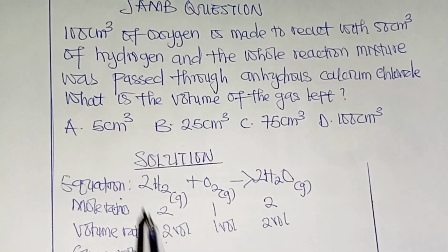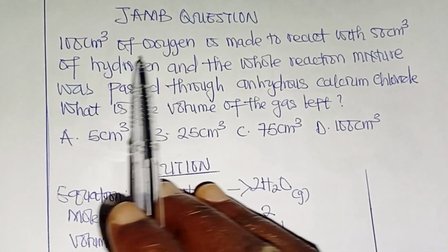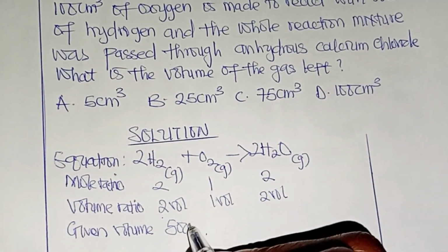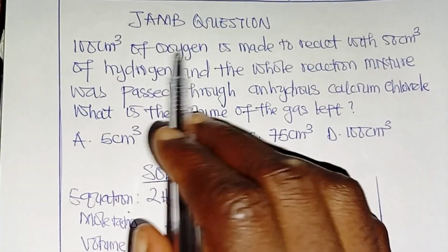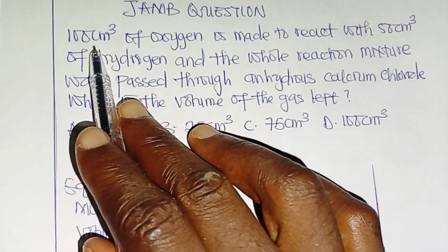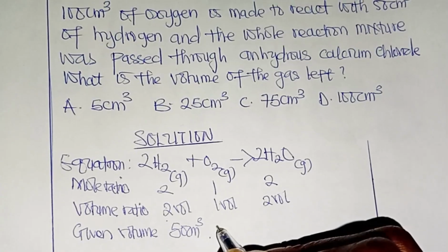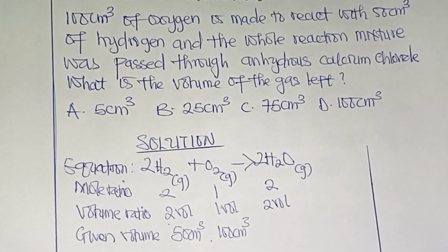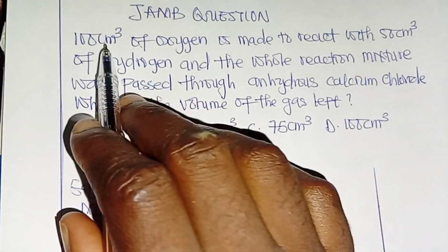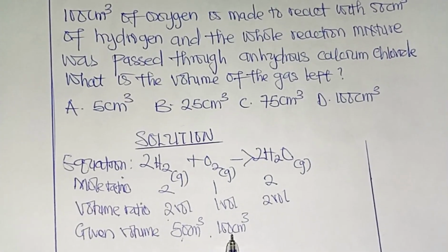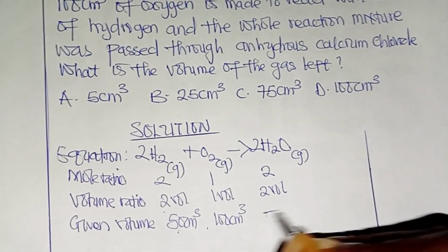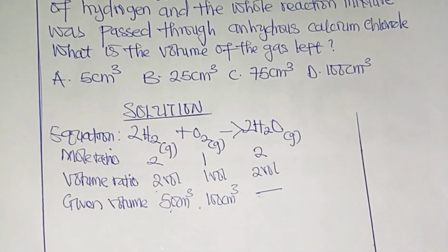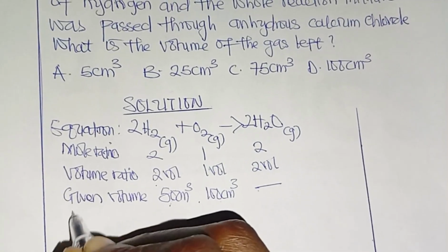Let's travel down to the question. What's the given volume of hydrogen? 50 cm³. What's the given volume of oxygen? 100 cm³. Having written down the given volume, what's the next step? Write out the reacting volume.